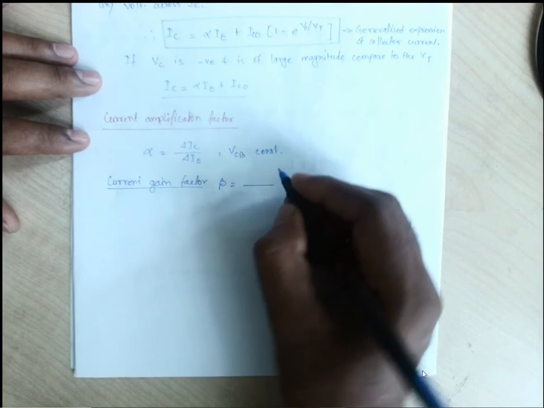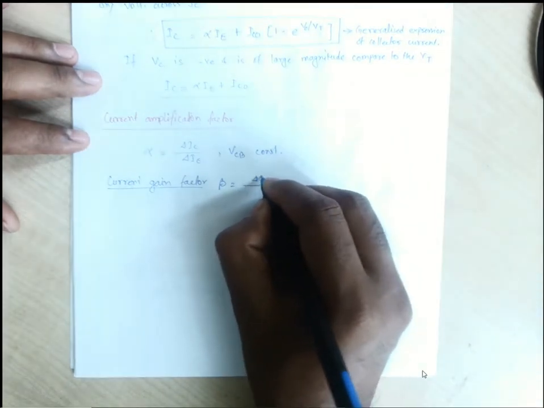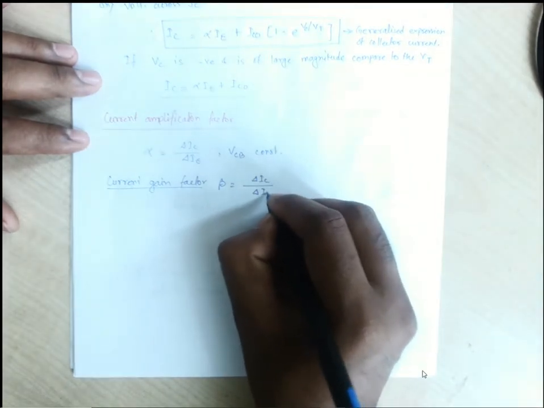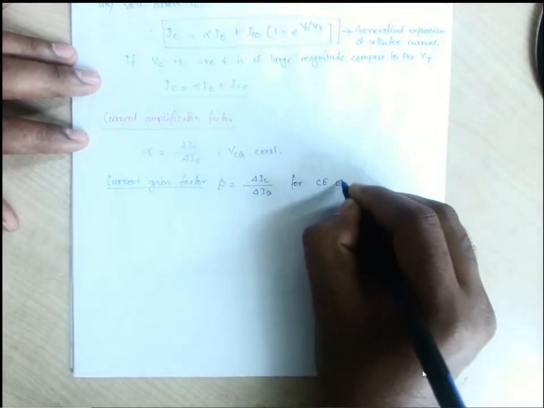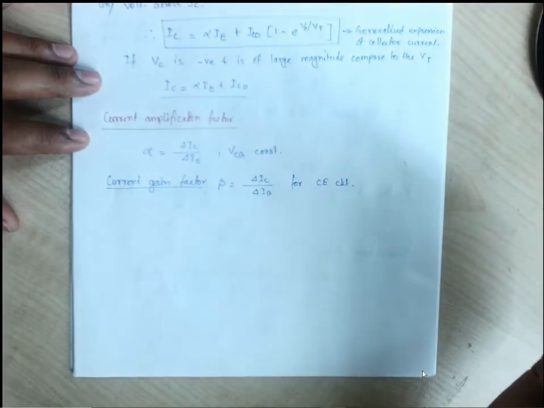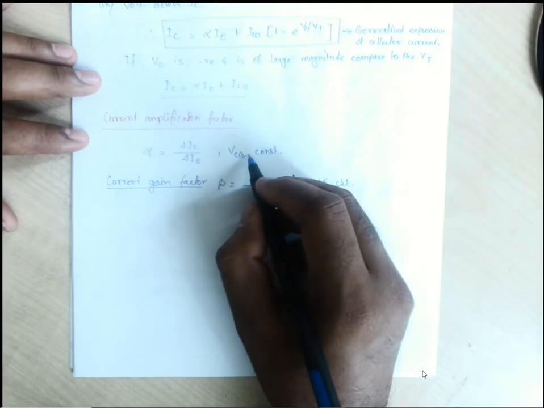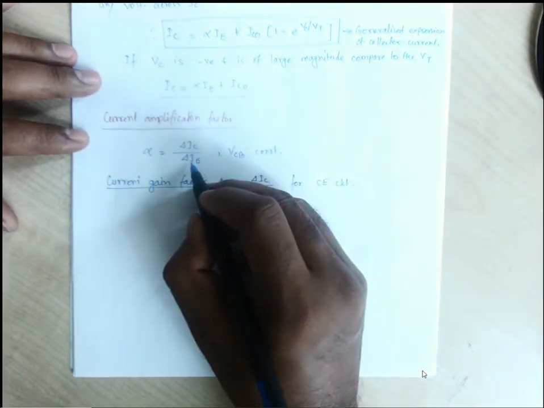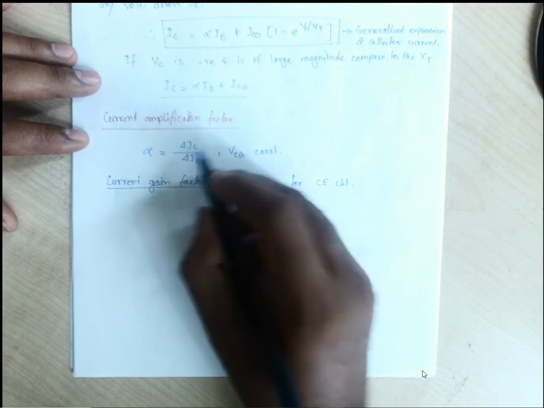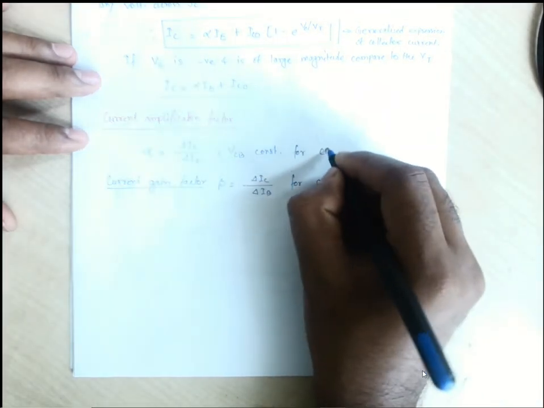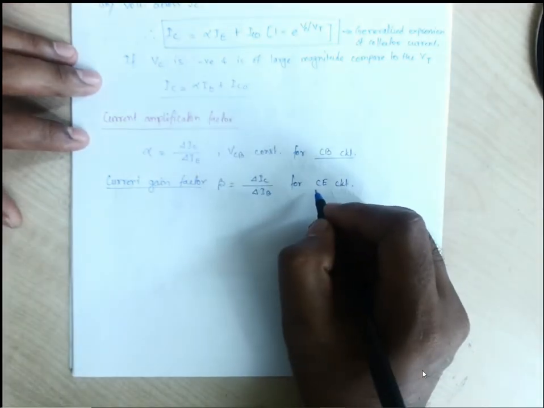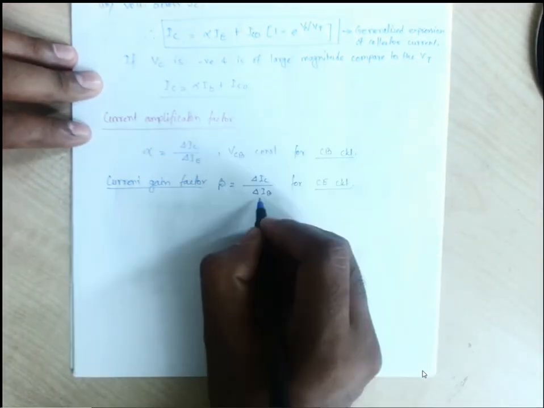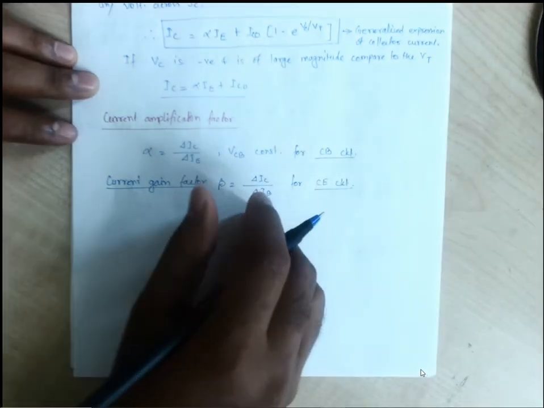So for the time being, just remember this beta can also be represented by the current gain factor as del IC by del IB, because for the CE circuit, the common emitter circuit, input is IB and output is IC. It is for the CB circuit, the common base circuit, that input is IE and output is IC. We'll come to this configuration.